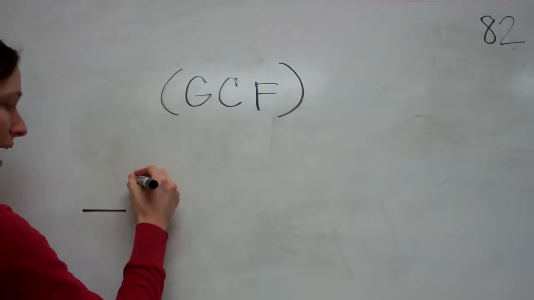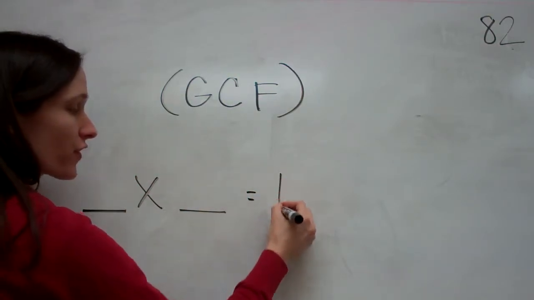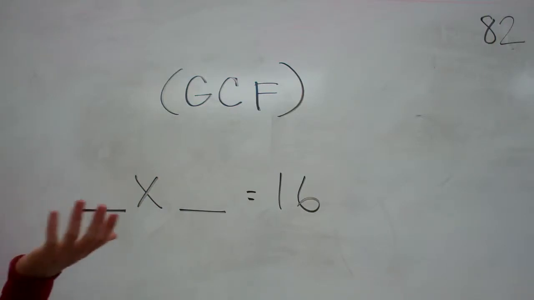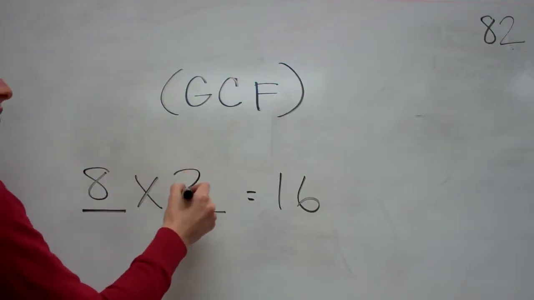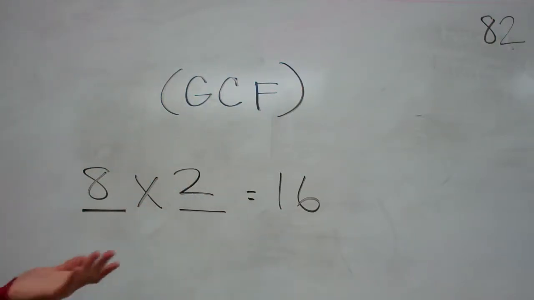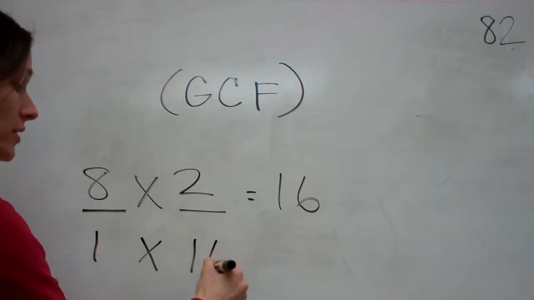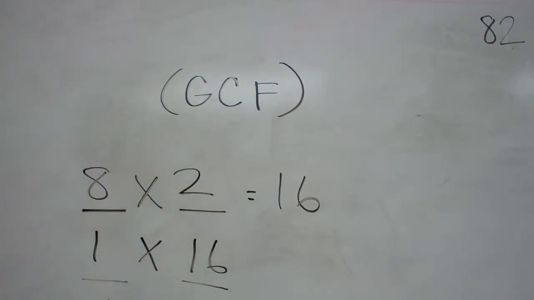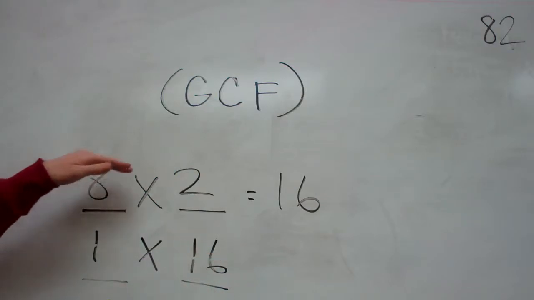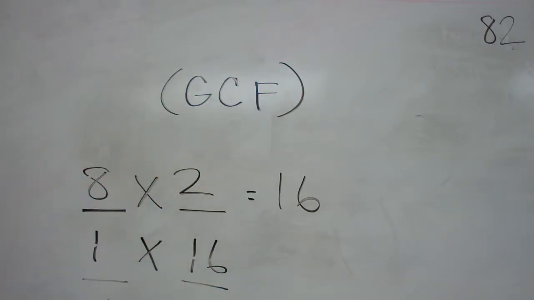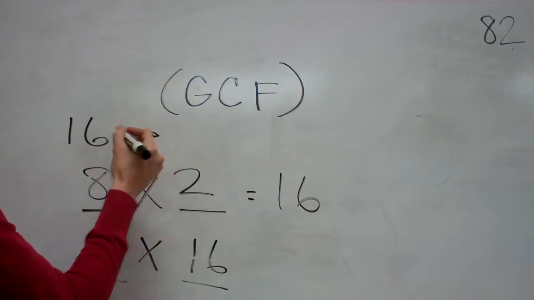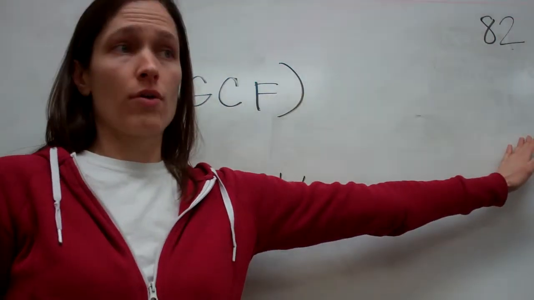I'm going to underline these factors for 16. What two factors would make up 16? 8 times 2. Okay, good. And 1 times 16? And 4 times 4. Very good. So what I want you to see is these are the factors of 16. When you're writing down the factors of 16, you're going to write them down right here.